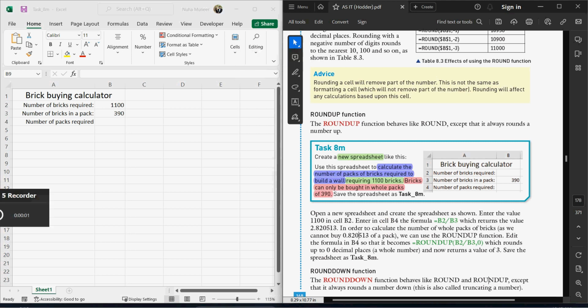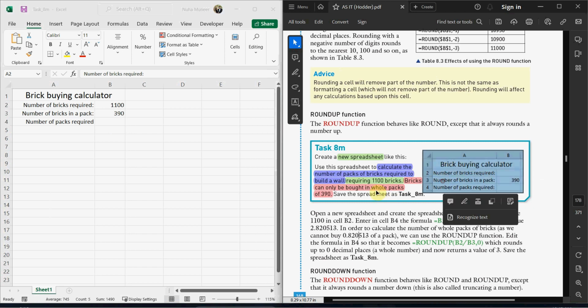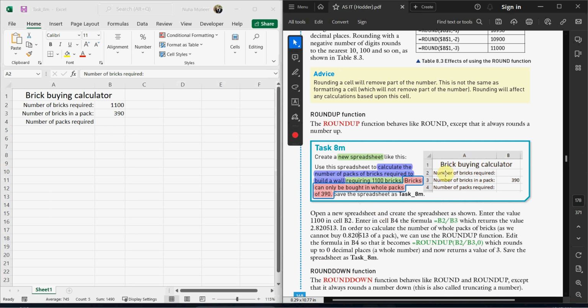So starting with task 8M, it needs us to create a new spreadsheet that looks like this. I already created it and named it task 8M. So we need to calculate the number of bricks. It's going to give us the number of bricks required, and they already gave us it is 1100 bricks, and they told us the number of bricks comes in bags, which is around 390.